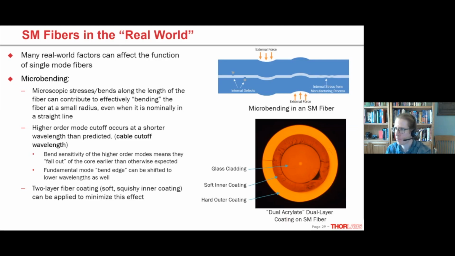Okay. Time for a few more. Is there an intensity threshold at which single mode fibers start acting like multimode fibers? That's the question. Yeah, interesting question.